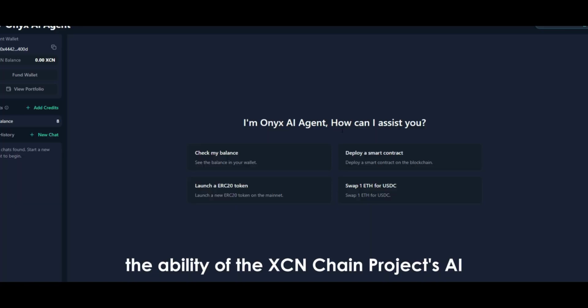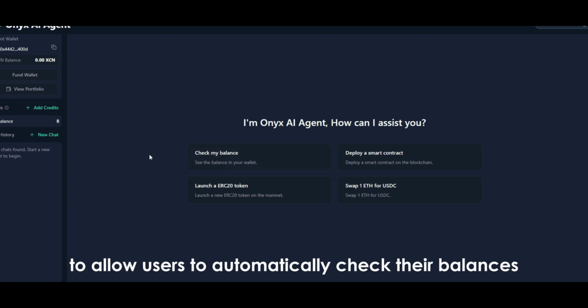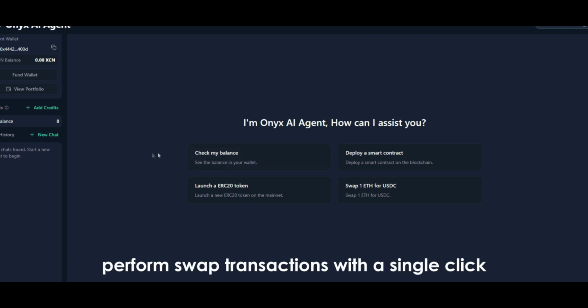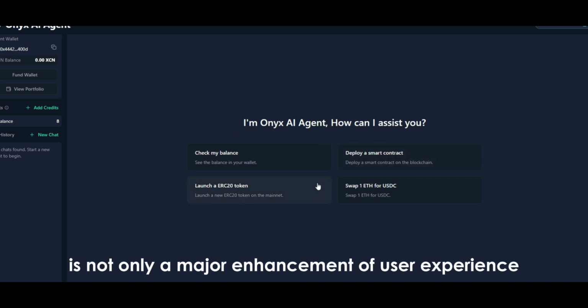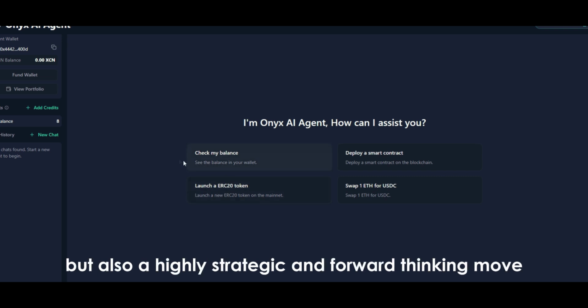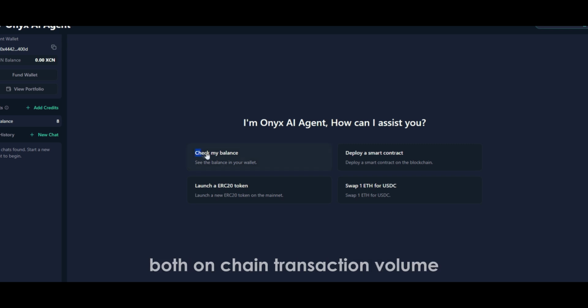The ability of the Xcn chain project's AI-powered system to allow users to automatically check their balances, perform swap transactions with a single click, and ask any question through the chat section is not only a major enhancement of user experience, but also a highly strategic and forward-thinking move that can positively impact both on-chain transaction volume and overall platform adoption.